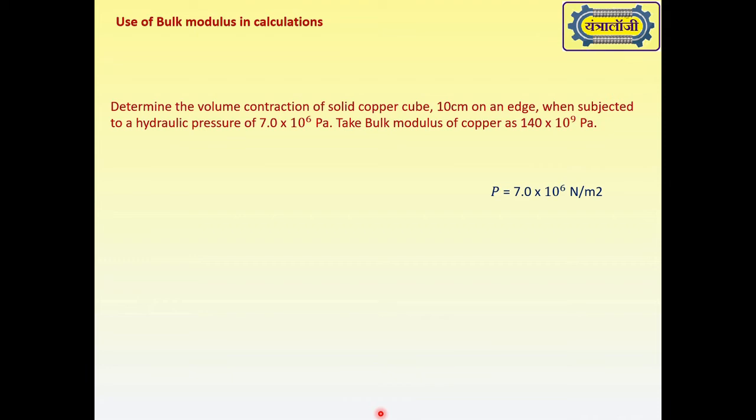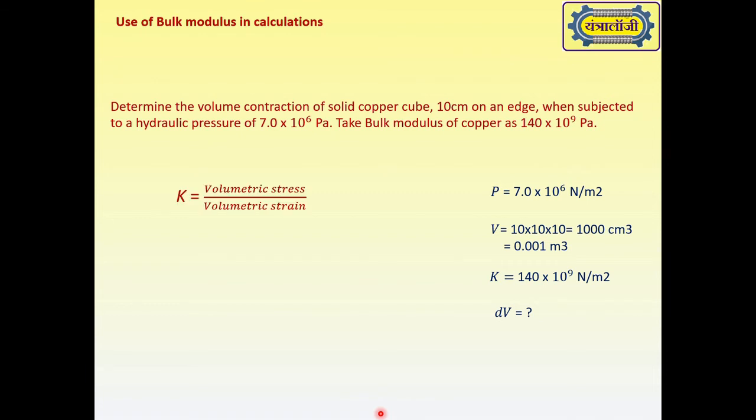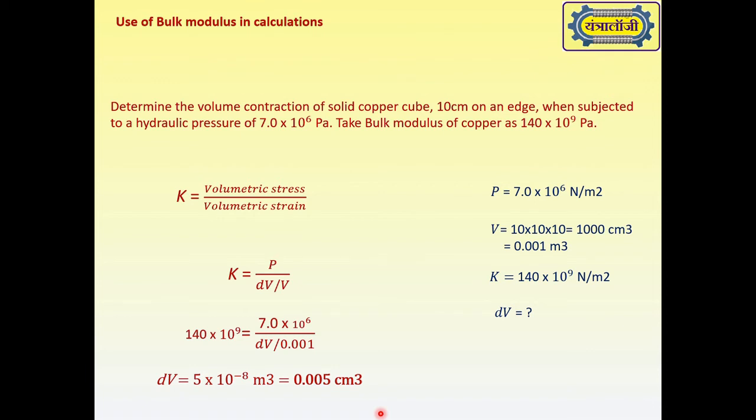So P is equal to 7.0 into 10 raised to 6 Pascal, that is equal to Newton per meter square. Volume of the cube is equal to 10 into 10 into 10 centimeter cube, which is equal to 0.001 meter cube. K, bulk modulus, is equal to 140 into 10 raised to 9 Newton per meter square, and we need to calculate change in volume. So what will be the contraction? Putting all the things into the formula, K is equal to P upon dV by V. Substituting all the values, we get the change in volume equal to 5 into 10 raised to minus 8 meter cube, which is equal to 0.005 centimeter cube.